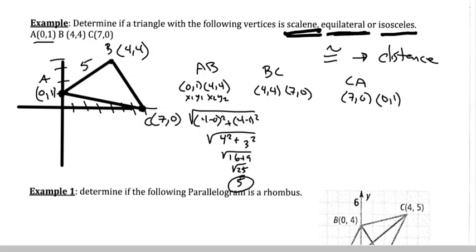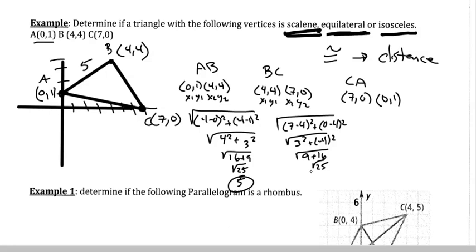Now we have to do that same process 2 more times and see if all of the sides are congruent, 2 of the sides are, or none of them. x1, y1, x2, y2. Square root of 7 minus 4 squared plus 0 minus 4 squared. Square root of 3 squared plus negative 4 squared. Be careful, a negative times a negative is a positive. Square root of 9 plus 16. Square root of 25. 5.